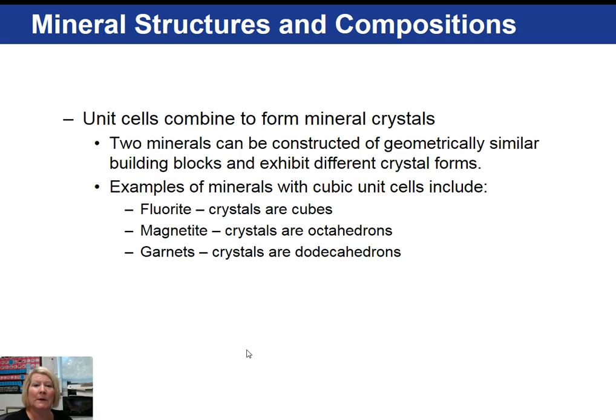So two minerals can be constructed of geometrically similar building blocks and yet have different crystal forms. So let's take a look at a few minerals here with the cubic unit cells. Fluorite, whose crystals are cubes, magnetite, whose crystals are octahedrons, and garnets, whose crystals are dodecahedrons.